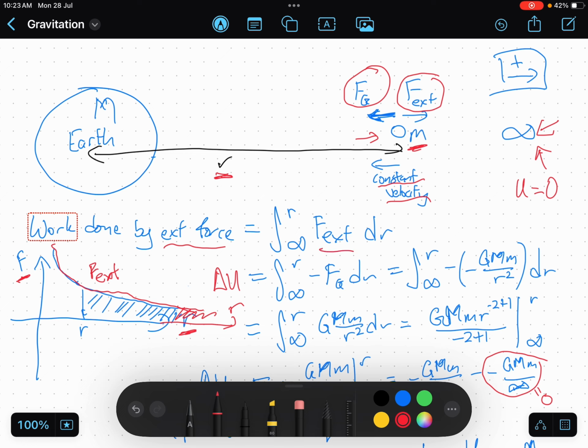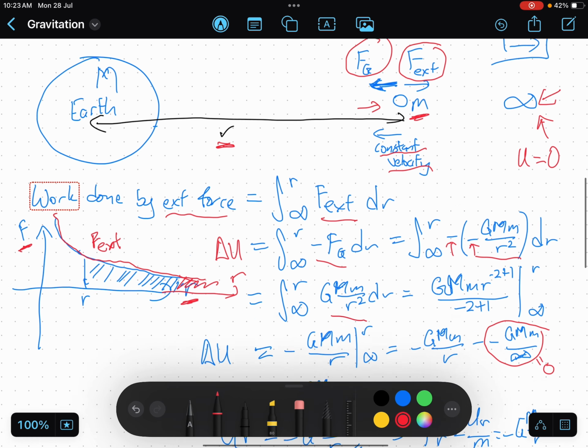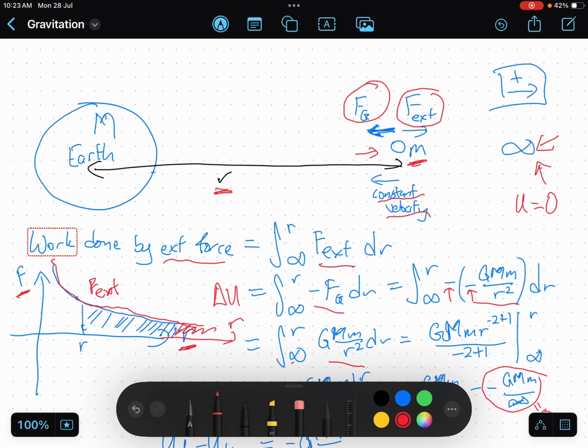So I can write F external as negative Fg, but I know that Fg is negative GMm over r squared. So this negative here and this negative here will cancel. Therefore, you get a positive GMm over r squared over here. Obviously you're going from infinity to point r, that's why you integrate from infinity to point r.